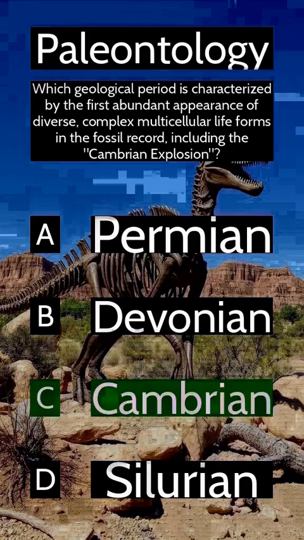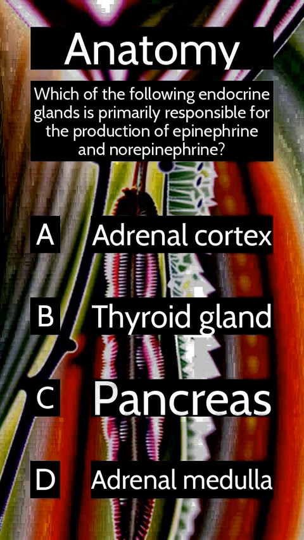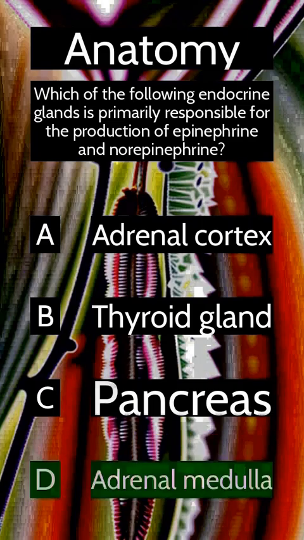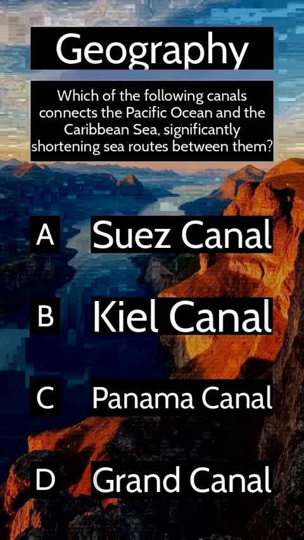Answer C. Cambrian. Which of the following endocrine glands is primarily responsible for the production of epinephrine and norepinephrine? Answer D. Adrenal medulla. Which of the following canals connects the Pacific Ocean and the Caribbean Sea, significantly shortening sea routes between them?